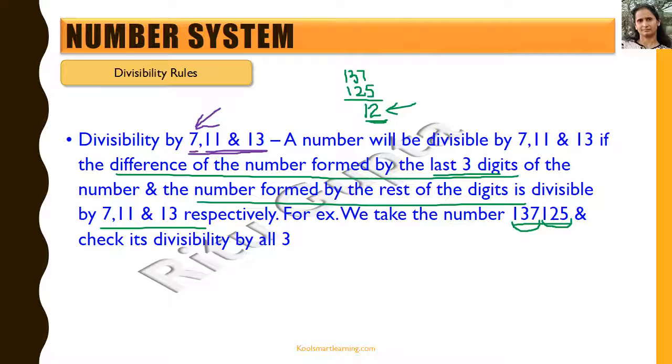Now if instead of 12, we get 14 as the difference, then this number would be divisible by 7, but not divisible by 11 and 13 because 14 is not a multiple of the other two. Similarly, if instead of 14 we get 11 as the subtraction result, then the number would be divisible by 11. And instead of 11, if we get something like 13 or 26, then the number would be divisible by 13 and not by 7 and 11.